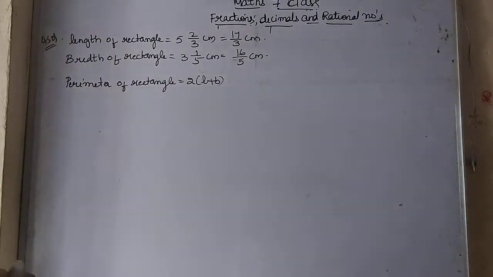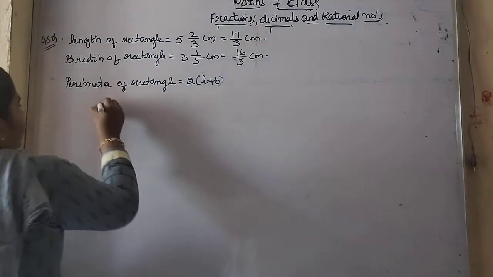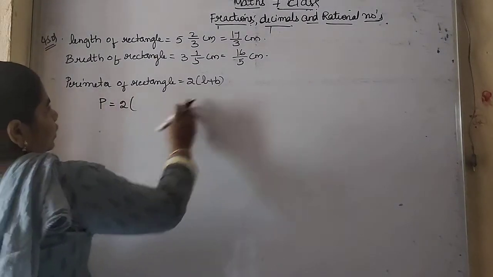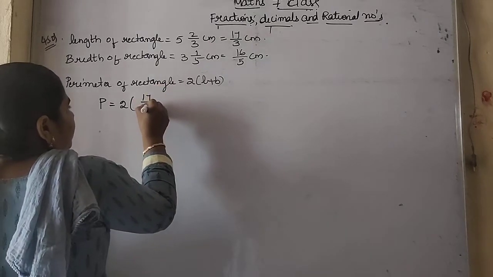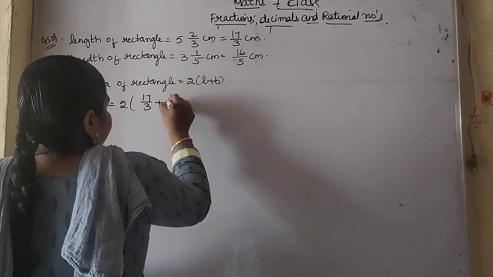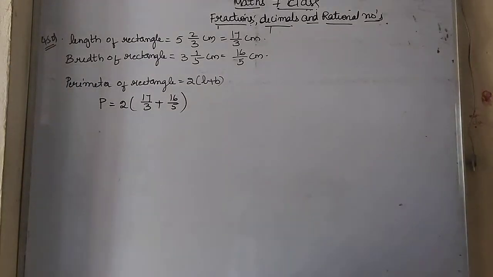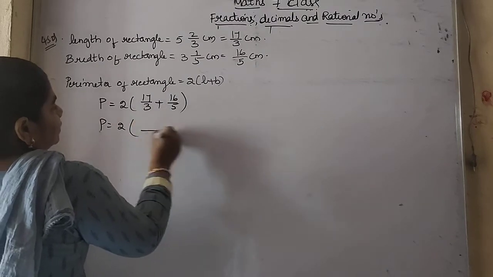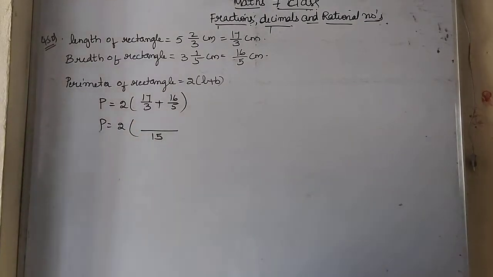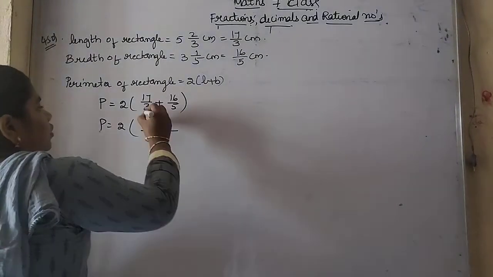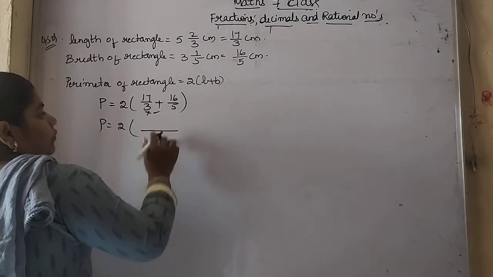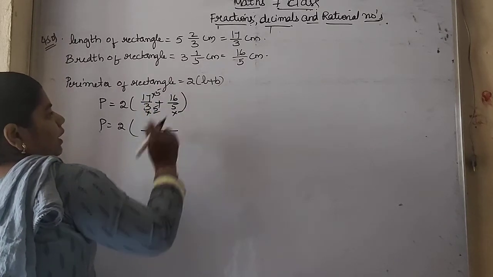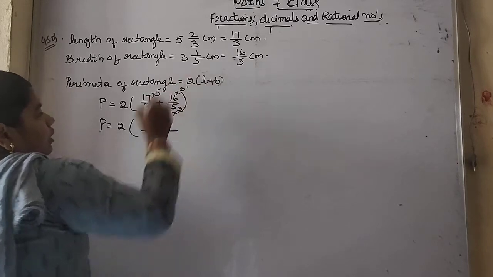So now they have given the length value and breadth value. We have to find the perimeter. So I am taking the perimeter as P. 2 is a constant value. Length value is 17 by 3 plus breadth value is 16 by 5. So now P is equal to 2 into, here 3 and 5, the LCM will be 15. For 3, how much will you multiply to get 15? That is 5, so 5 into 5. For 5, how much will you multiply to get 15? That is 3, so 3 into 3.